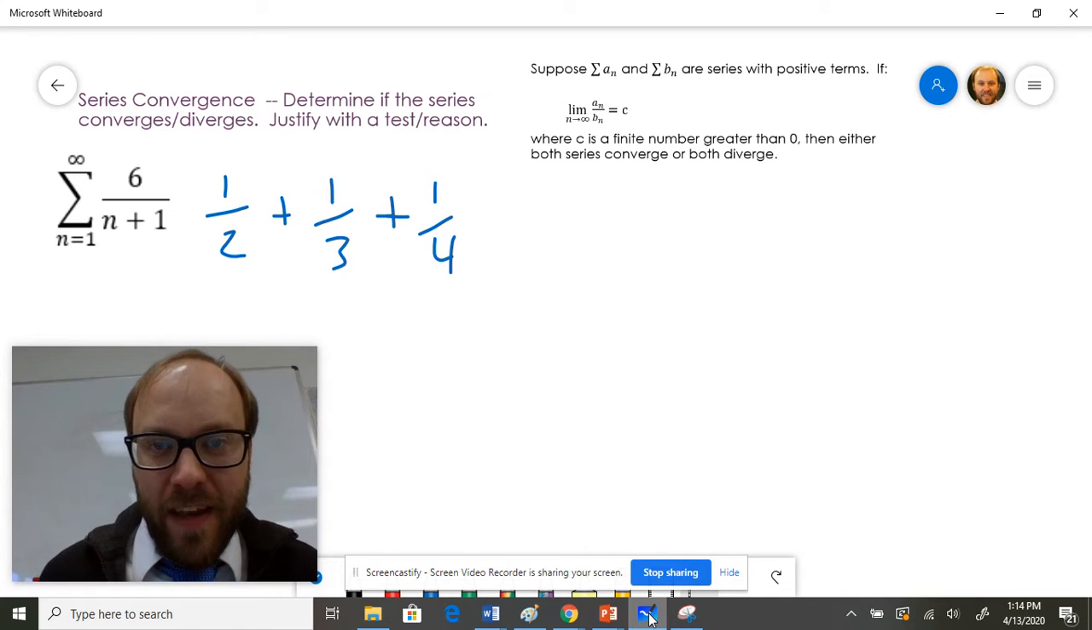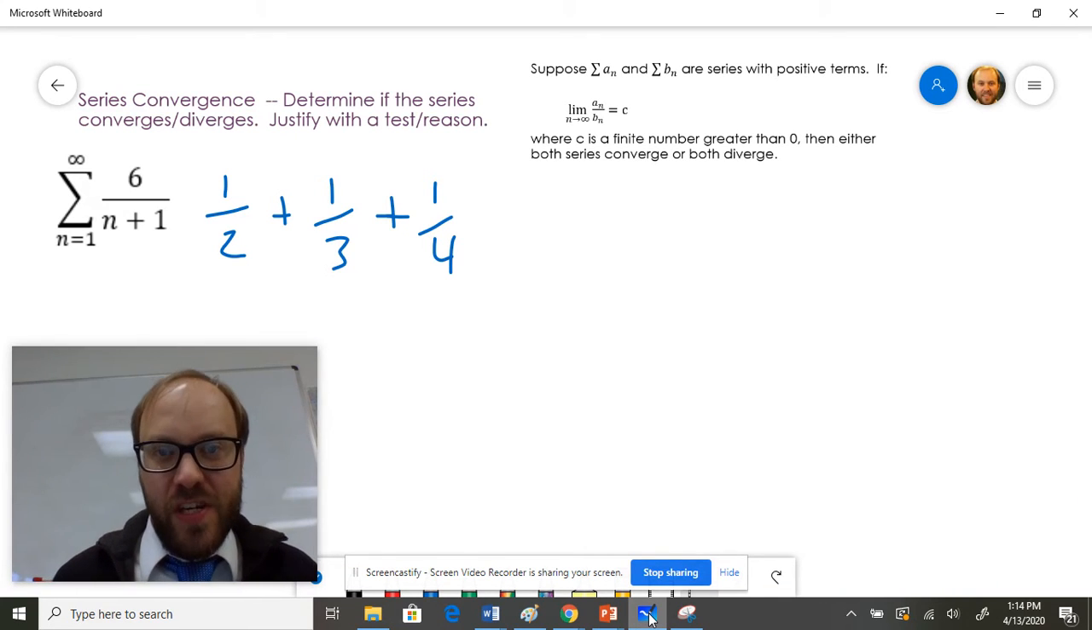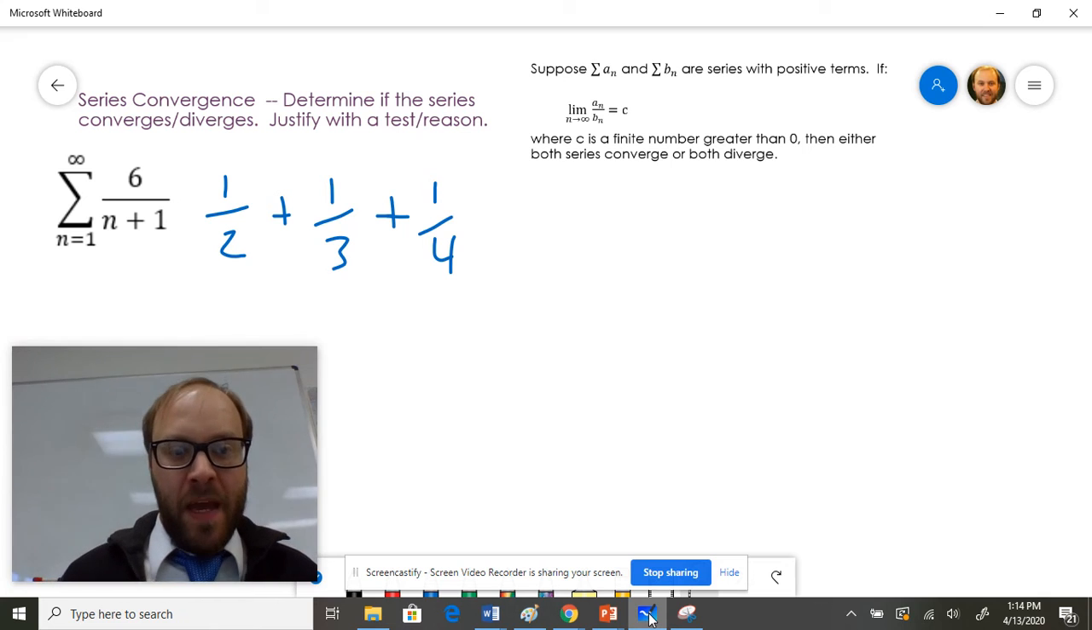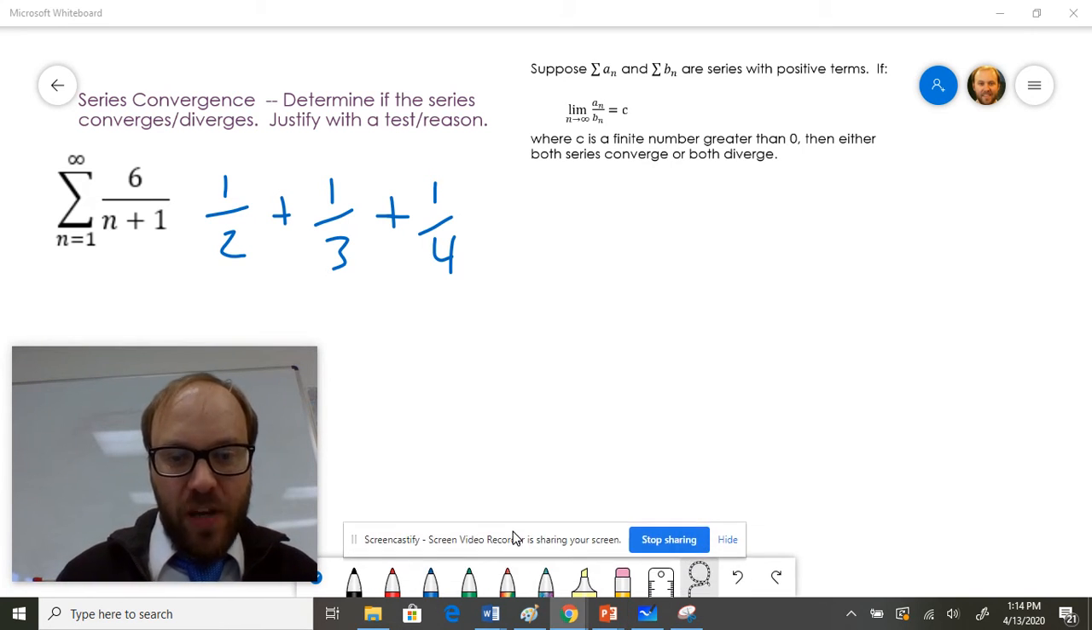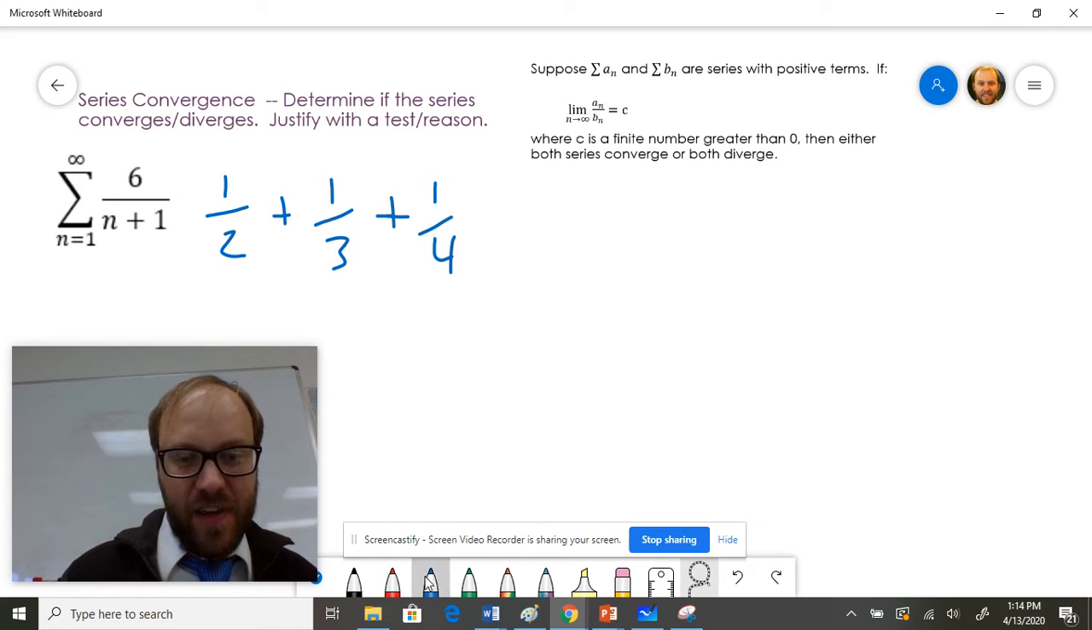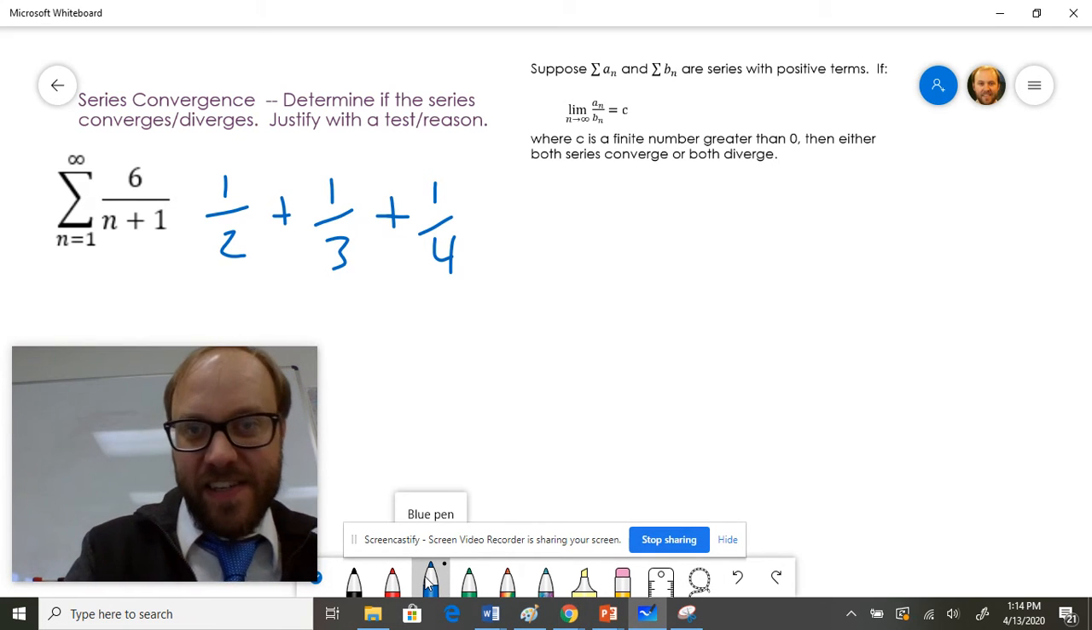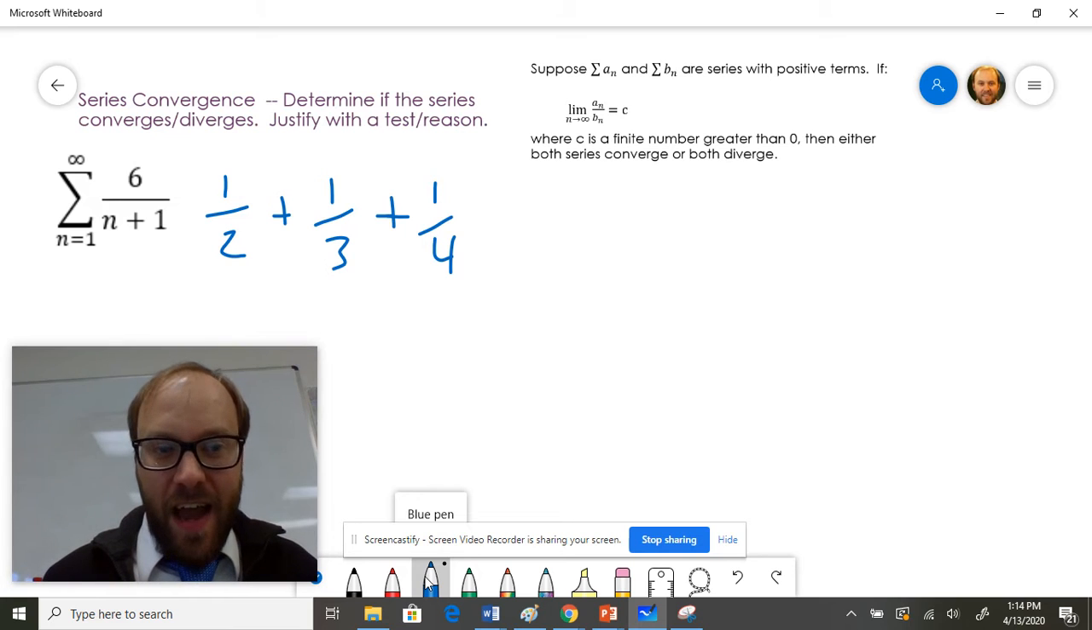I'm going to run through one final example of the limit comparison test. I did one in an earlier video, and you can see I've written out a couple of terms of a series here. Notice again, and I did this in the last video as well, instead of having sixes in each of the numerators, I actually have ones.